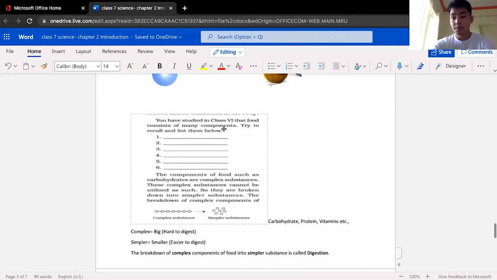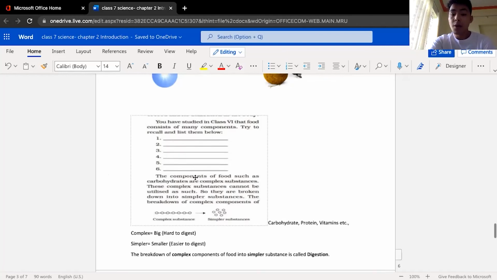carbohydrate, protein, vitamins, minerals, and water, dietary fibers.